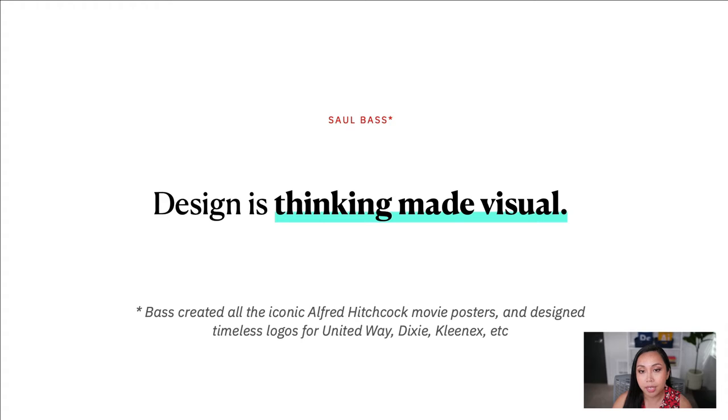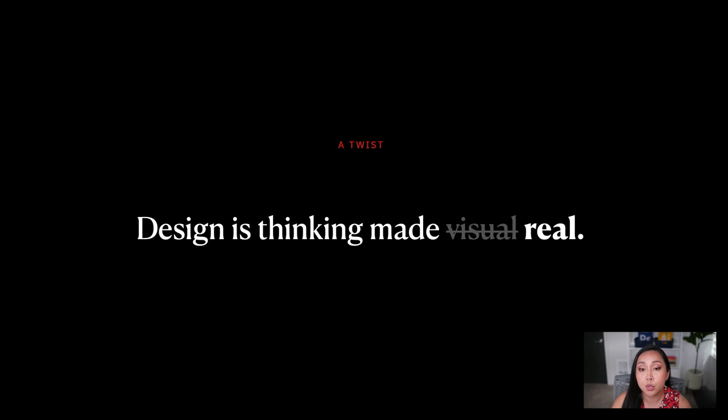Design is thinking made visual. Saul Bass. It's easy for one of the most influential designers of our time to focus on visual, but I think design has a larger scope. Design is thinking made real.